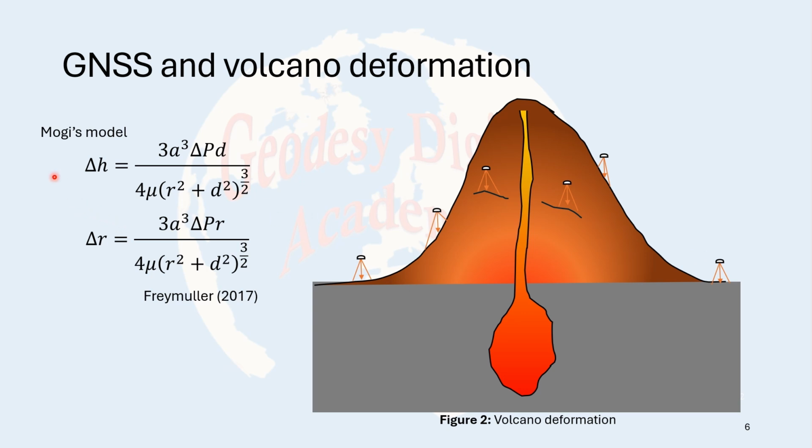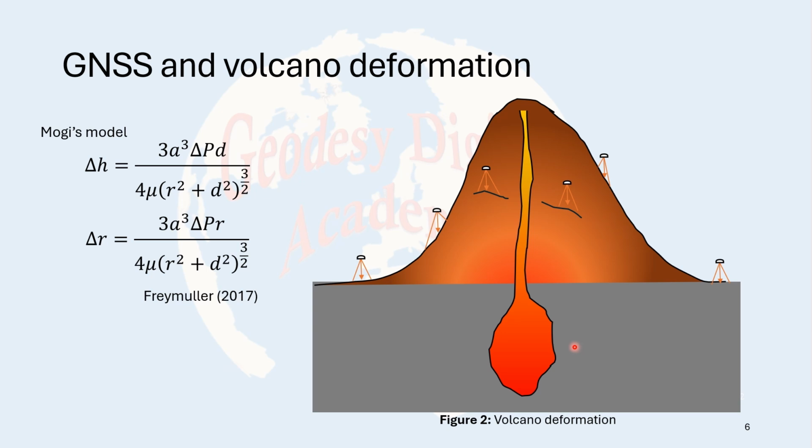On the left-hand side, you see the Mogi model. The Mogi model gives you the change in the height and in the radial direction. What is the radial direction? If this is the source, or the chamber of the magma, the horizontal distance from the magma chamber is called R, or radial distance. So there are two types of movements at the surface of the volcano. This is vertical, which can be computed by this formula, and horizontal, which can be computed by this formula. Here delta P is the pressure change inside the chamber, D is the depth, and A is the radius. If we consider the chamber a sphere, A is the radius of that sphere.